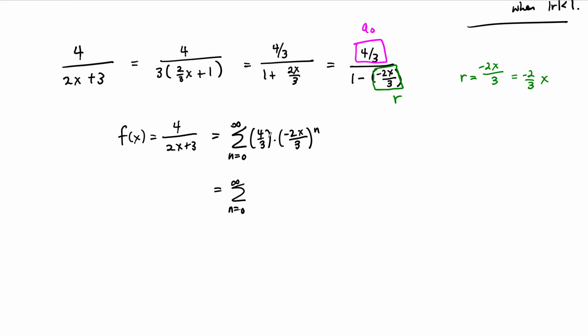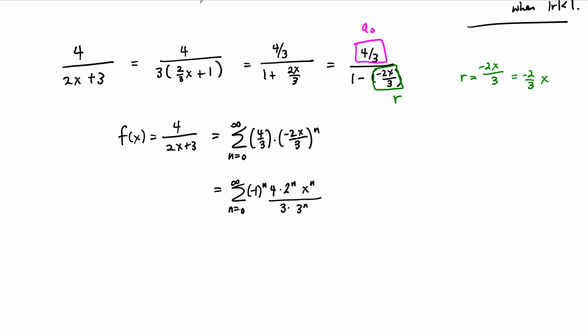We have our 4, but first I'm going to write the alternating part. So we have (-1)^n. That minus sign is taken care of. Then we have our 4, okay? And then we have 2^n, and then we have x^n. That's everything on top. On the bottom, we have 3 times 3^n, right?